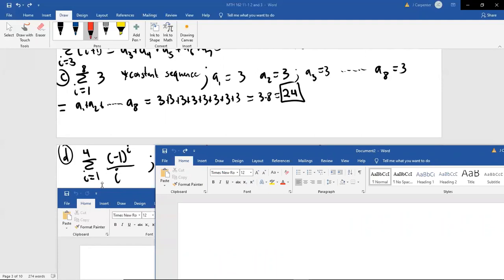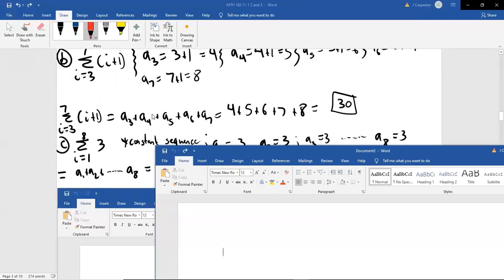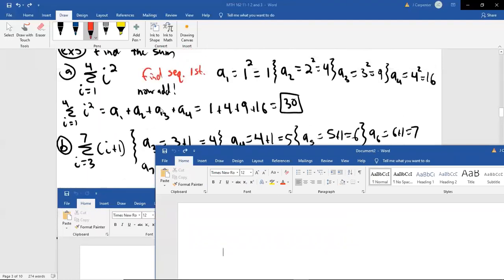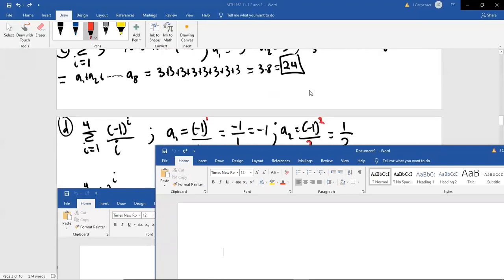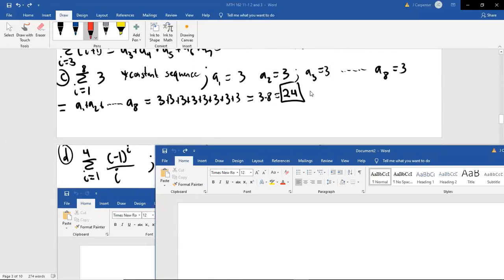The last 3 examples, that has not happened. In fact, with C, they were the same each time. With B, they got bigger by 1 each time. With A, they were going to get bigger really quick eventually, 25, 36, 49, 64, etc. All right, but let's go back to where we are. And let's see what happens here. (-1) to the i over i.